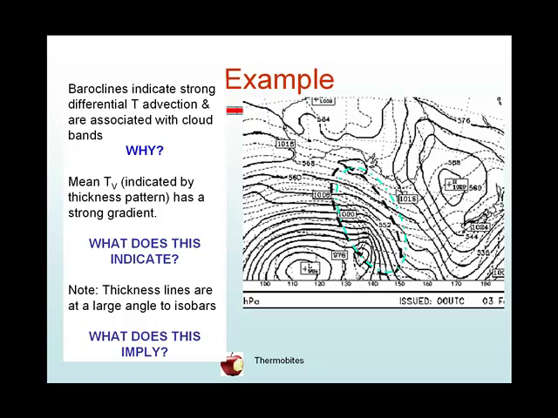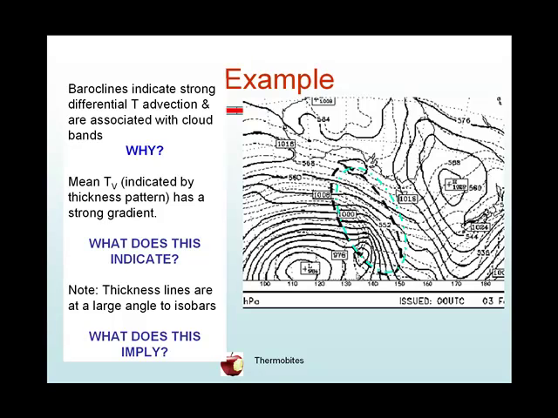Here's an example illustrating baroclinicity. The solid lines are mean sea level pressure lines, and the dashed lines represent thickness. We refer to the region of strong thickness gradient as a barocline, and it indicates strong differential temperature advection and is associated with cloud bands. Well, why is that the case? The mean virtual temperature indicated by the thickness pattern has a strong gradient, and we can see that the thickness lines are at large angles to the isobars.